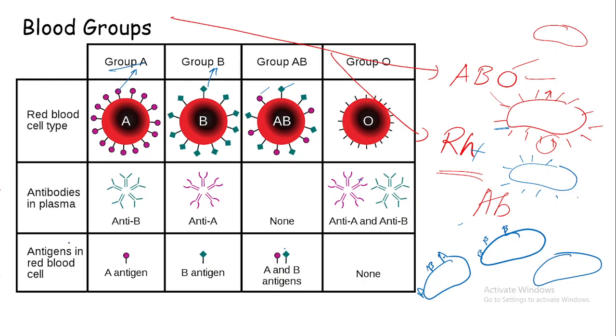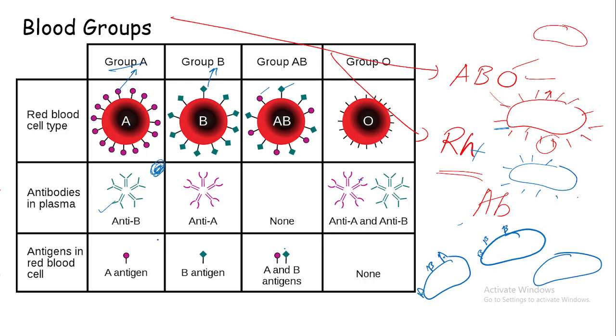Now, antibodies in plasma. If you belong to A blood group, your blood has the capacity of producing anti-B antibodies. Which means that if B blood group is given to you, these are going to clump with it and result in clotting of blood. That's the reason only a person with blood group A should give you blood.